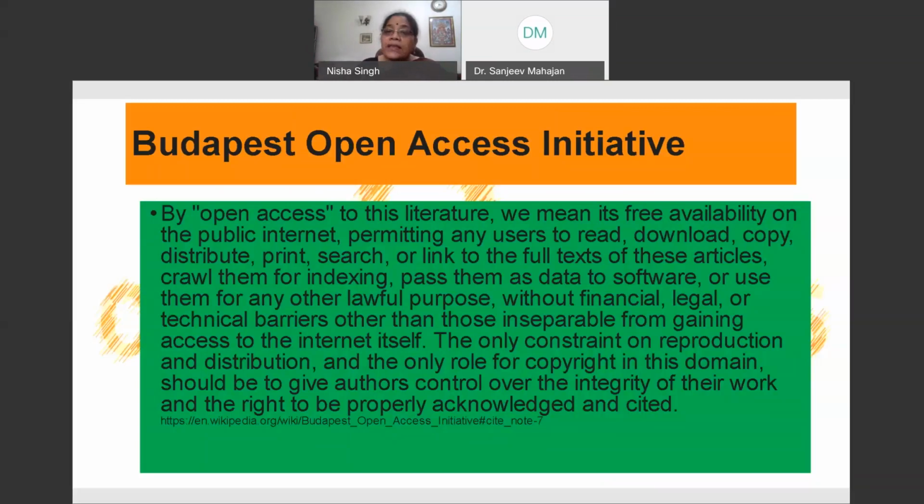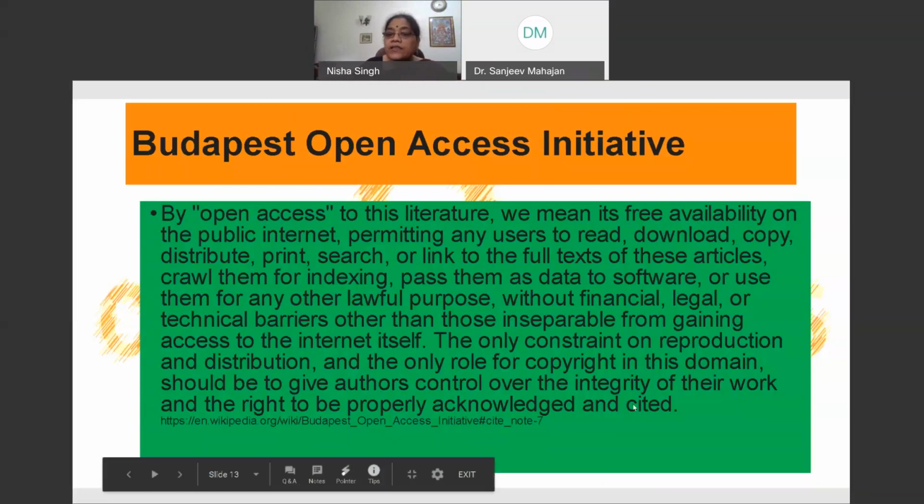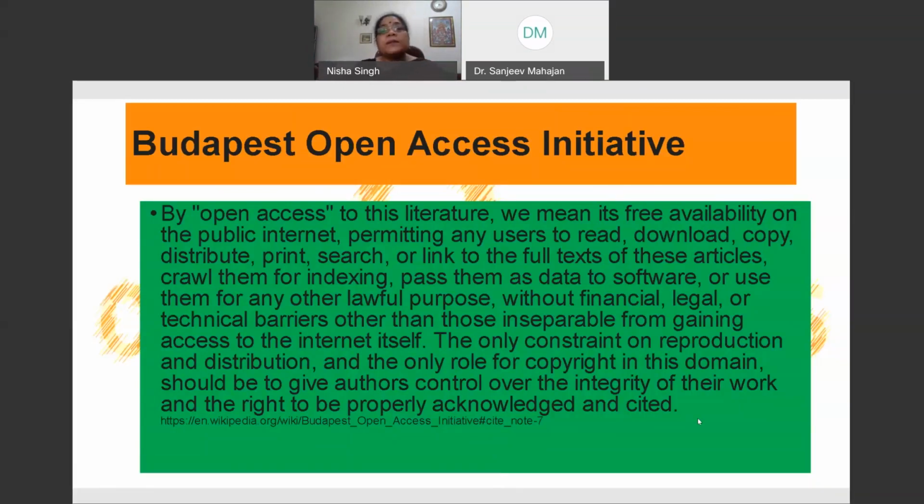But the only thing which is morally also expected is that you acknowledge. As I said, you have to properly acknowledge and cite. I cannot use Professor Sharma's material and say, okay, I made it, because nobody knows, or when someone comes to know they will know, but I am using it. I am not acknowledging it, or I am not acknowledging Dr. Mahajan's work.